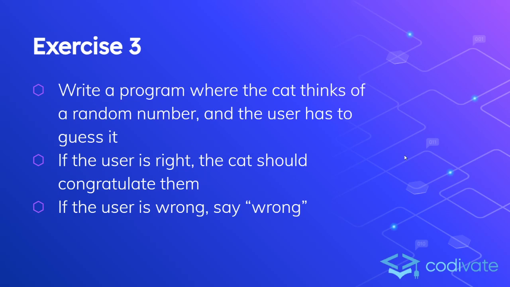So the user will then get a number, and we can use the ask block to get the user's guess. And if it's right, the cat should congratulate them. And if it's wrong, then it should say wrong. All right, try that out.